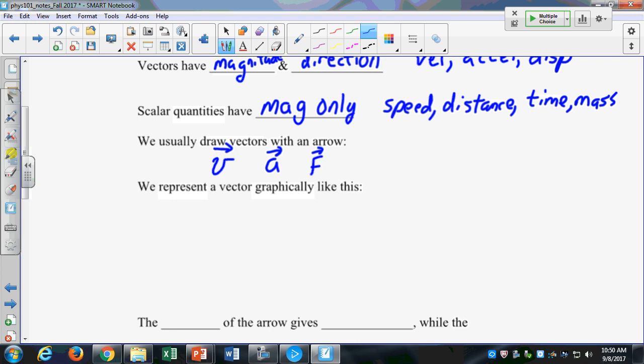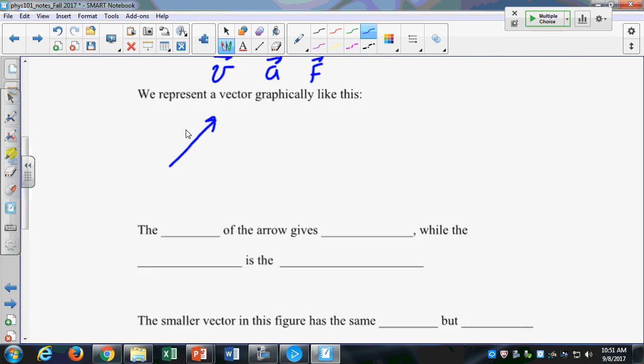Now on the exam, you'll have to know how to graphically add vectors and how to numerically add vectors. We represent a vector graphically like this. We get an arrow, and it has a certain length, and it has a certain direction. The length of this arrow gives the magnitude, while the direction is given just by the direction that the arrow points.